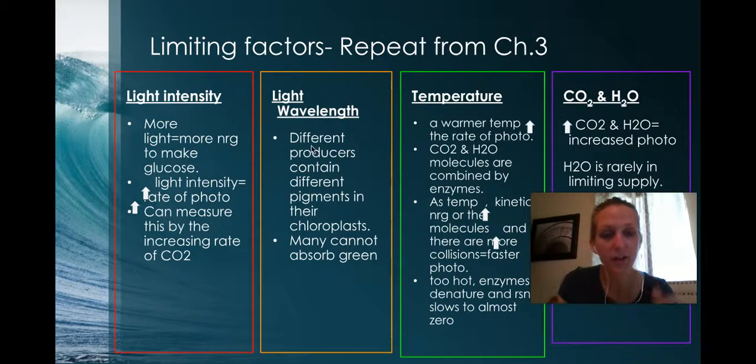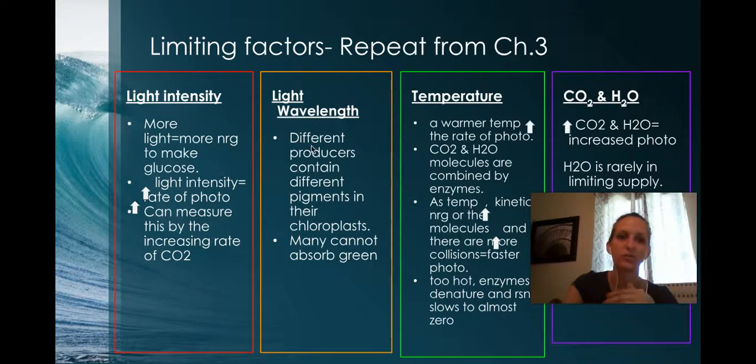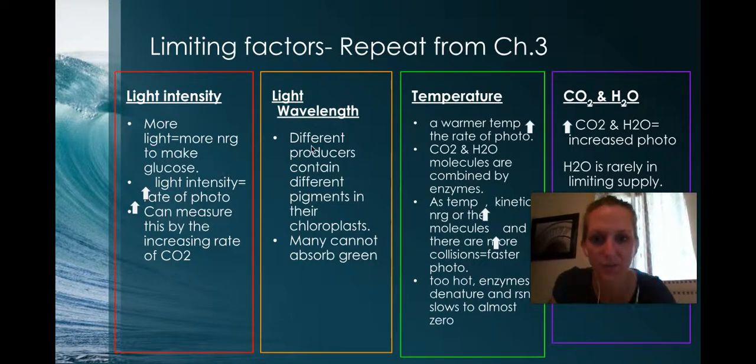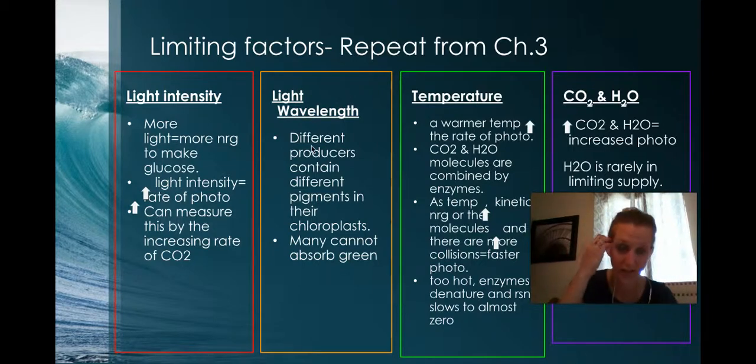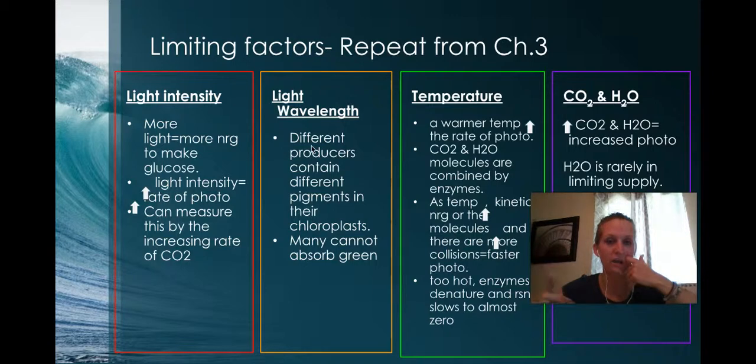Light wavelength, again, we know that reds and blues are good for photosynthesis, green is not. So different producers can have different pigments in their chloroplast. Many cannot absorb green. Awesome. Don't need a graph for that. You have your different absorption graphs.